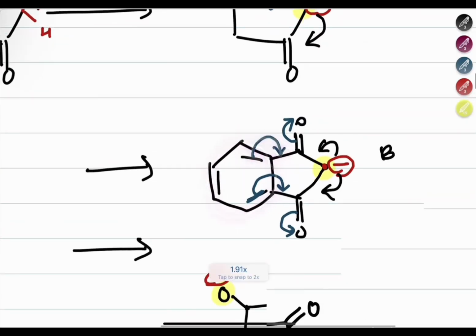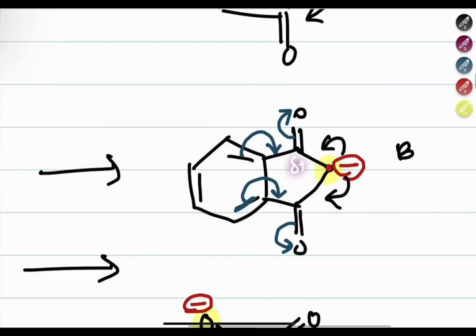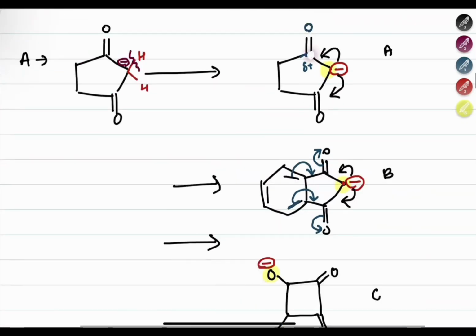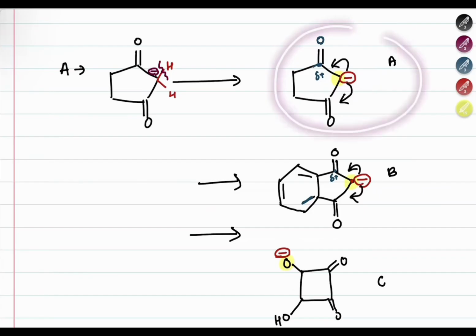In that case, the partial positive character of this is less compared to the first case, because in the first case there is no conjugation, only conjugation from this side, right? But in the second case there is conjugation from this side and there is conjugation from this side. In the first molecule only delocalization of this negative charge, but in the second molecule there is delocalization of this negative charge plus the phenyl ring.